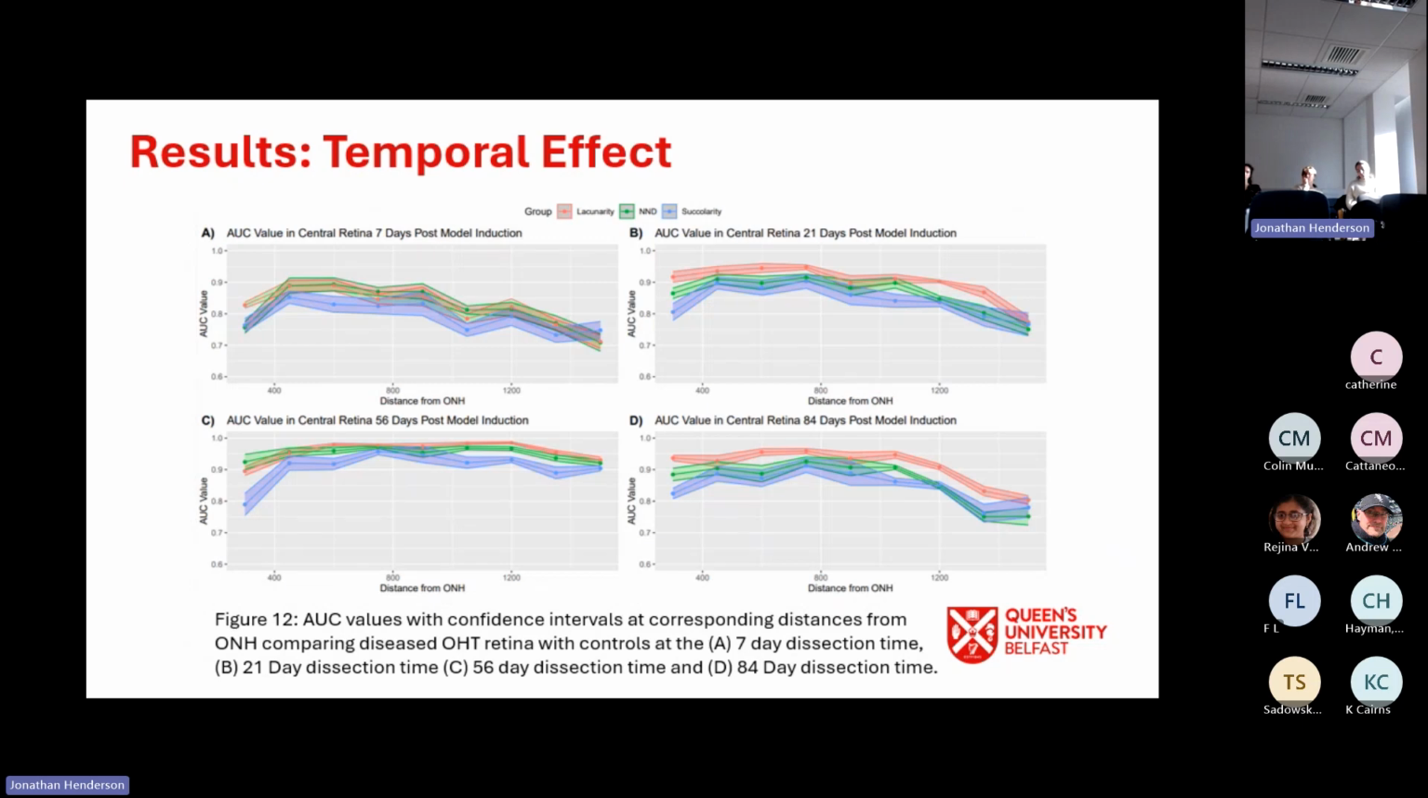So then we took the three best measures and we looked at the central retina and we split it. We looked at the different dissection times, repeating the procedure, but this time splitting them based on what time they were dissected. We wanted to see how they compared in terms of early detection of the disease. And we found that those three measures, lacunarity, circularity, and nearest neighbour distance, performed very well. They all recorded an average value of 0.8 or above within the central retina from the 7-day mark for the OHT model.